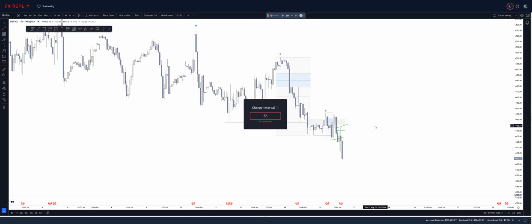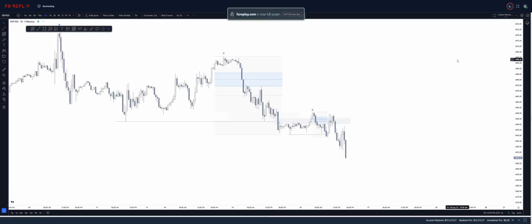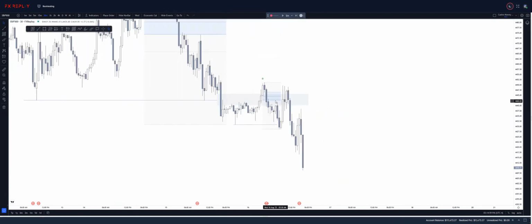But what we did was we went on the 30-minute. That's fine too. We went on the 30-minute. We waited for that displacement. The displacement comes in, it pushes up, takes the high. And then we waited for that next break, right? Just to make sure that we're on side.